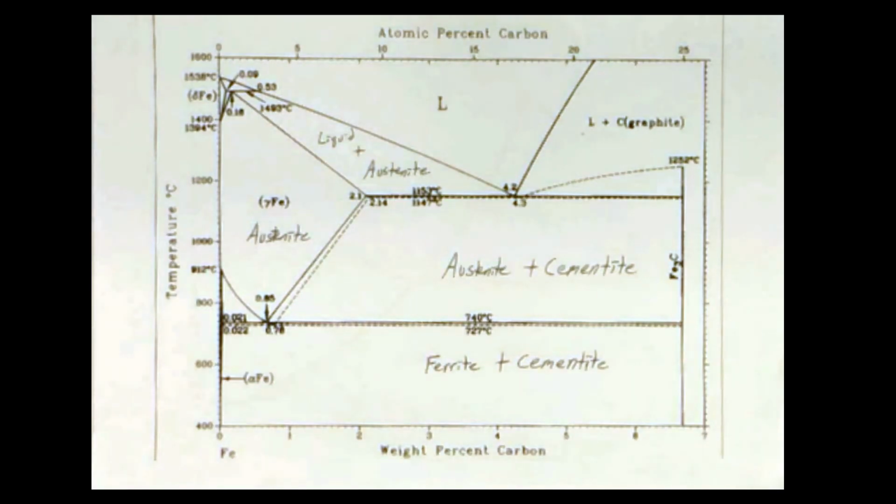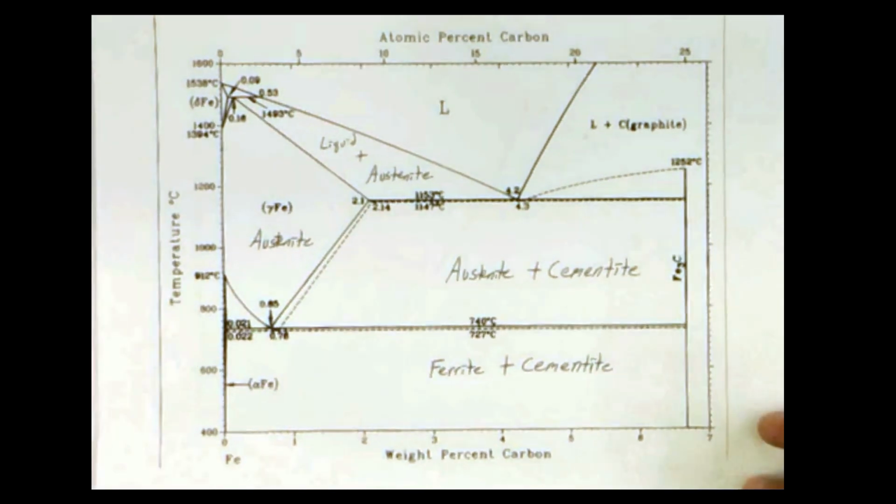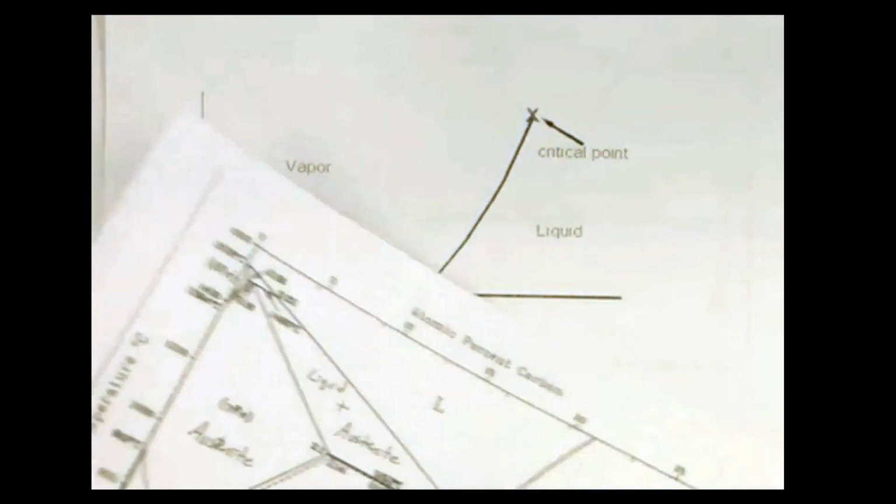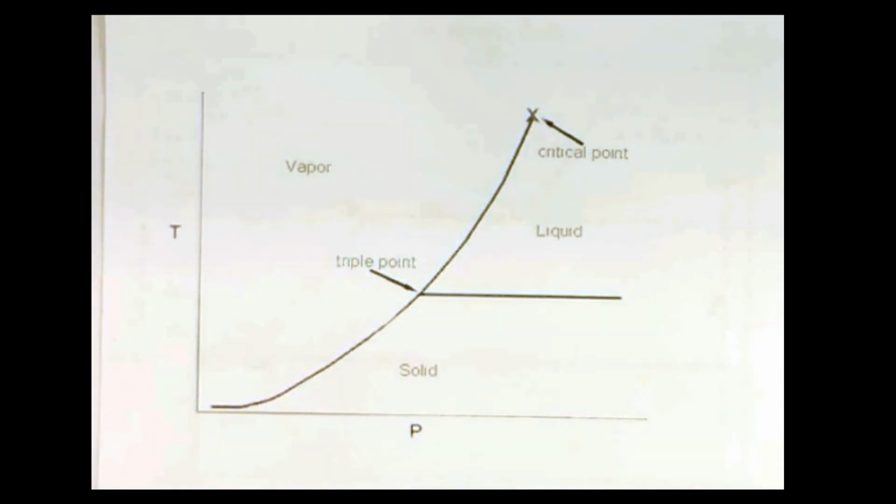There are three types of phase diagrams to consider. The first type is the unary phase diagram. This is a one component system where there is a constant composition. The only variables are going to be temperature and pressure.